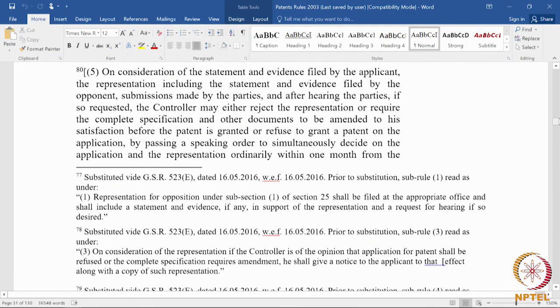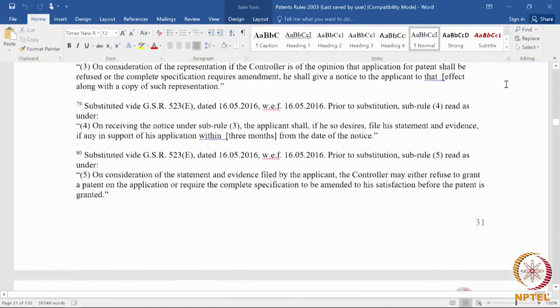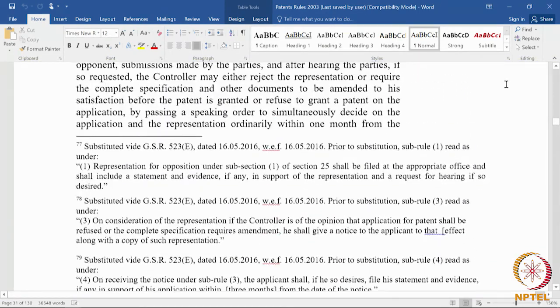Speaking order is not just a written order. He gives the decision, he gives the reasons for his decision. A speaking order is a reasoned order, an order with reasons. To simultaneously decide the application and the representation ordinarily within 1 month from the completion of the above proceedings. Okay.